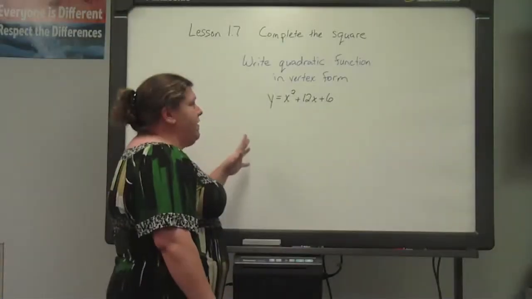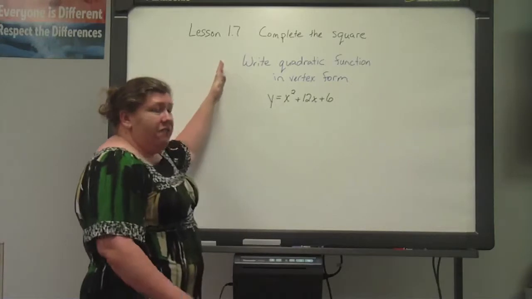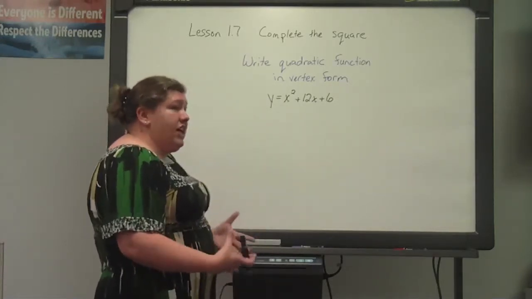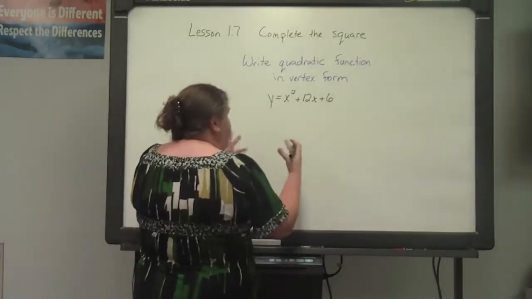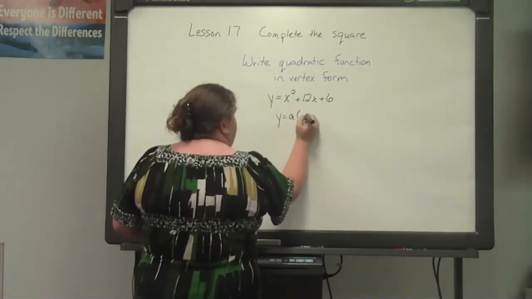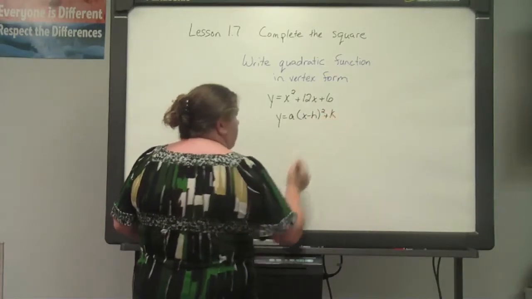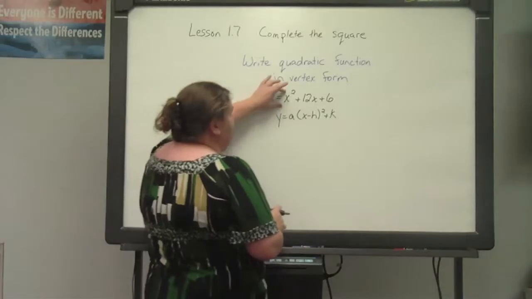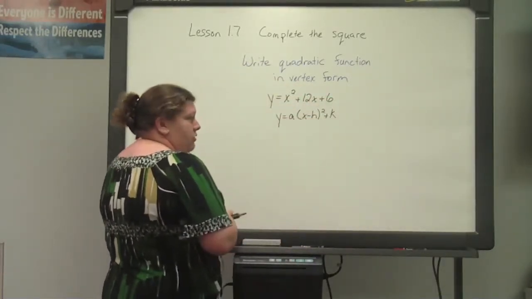The last concept for today in completing the square is to write a quadratic function in vertex form. The first thing I want to do is to remember what vertex form looks like. So I'm going to write it down. I want my answer to be in the form of y equals a times x minus h squared plus k. That's the form I want. And so I've got to look at what they gave me, and I'm going to use completing the square.